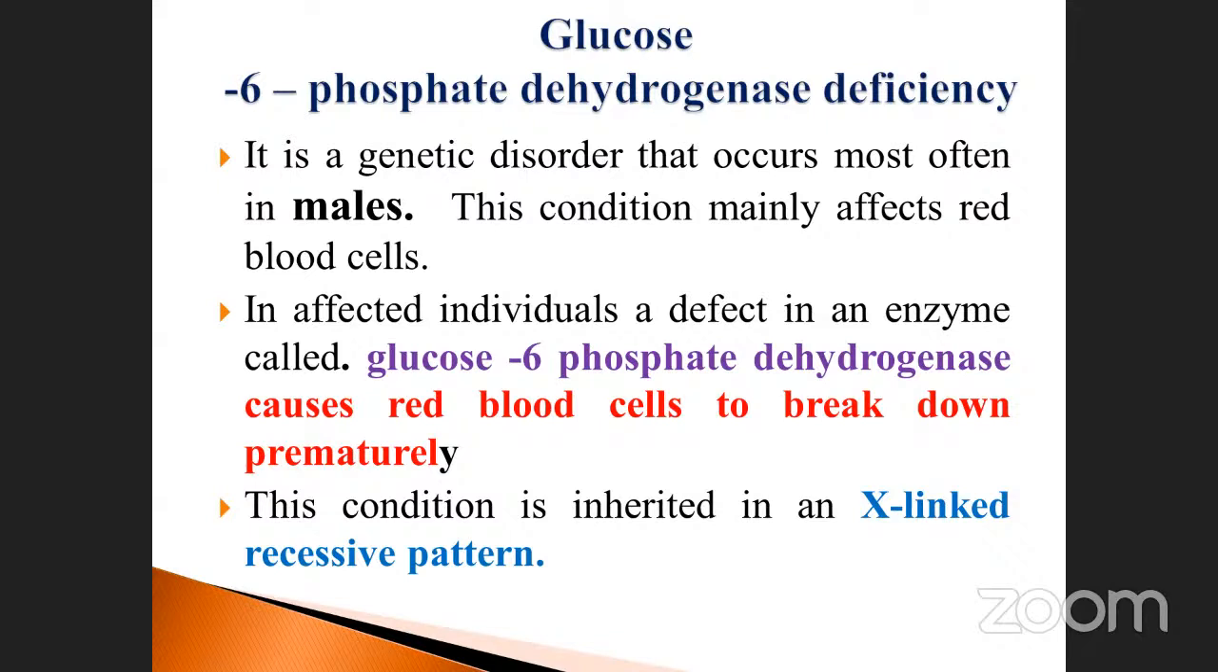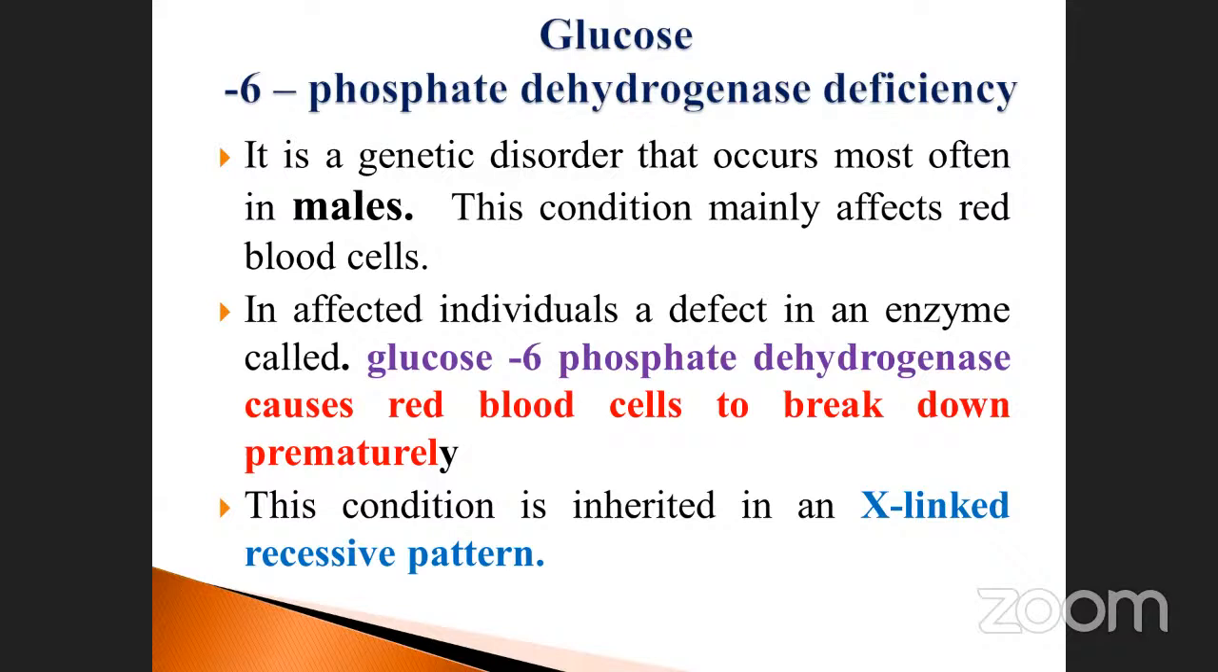In affected individuals, there is a defect in an enzyme called glucose 6-phosphate dehydrogenase. Which enzyme is it? Glucose 6-phosphate dehydrogenase. Dehydrogen means what? The removal of hydrogen molecules. A defect in this enzyme, called dehydrogenase, causes red blood cells to break down prematurely, before maturation. The RBC completely denatures or breaks down. As a result, it will not carry any substances. So this is very, very important.